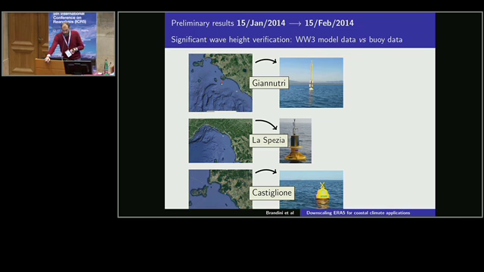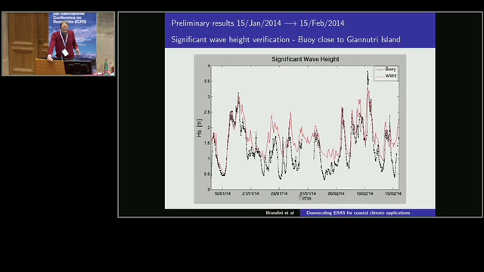Then we run this numerical suite of atmospheric and wave models for a 1 month period in 2014. And we compare simulations with wave observations collected at 3 buoys in the Tyrrhenian and Ligurian Sea. This is for the first buoy.